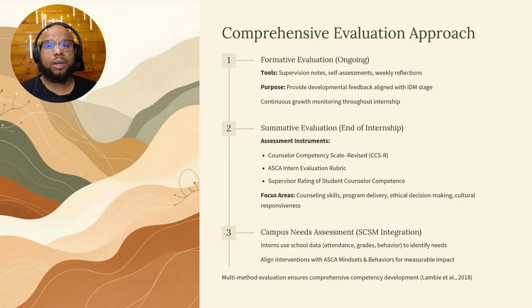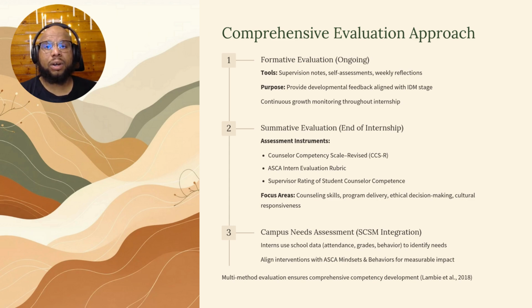Summative evaluations occur at the midpoint and at the end of the internship to measure overall competency. Two reliable measurements include the Counselor Competencies Scale, Revised, the CCS-R, by Lambie et al. in 2018, which evaluates counseling skills, ethical behaviors, and professional identity, and the ASCA School Counselor Intern Evaluation Rubric, which measures alignment with the ASCA's four components: define, manage, deliver, and assess.